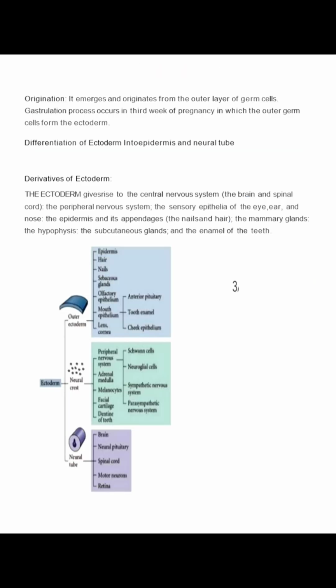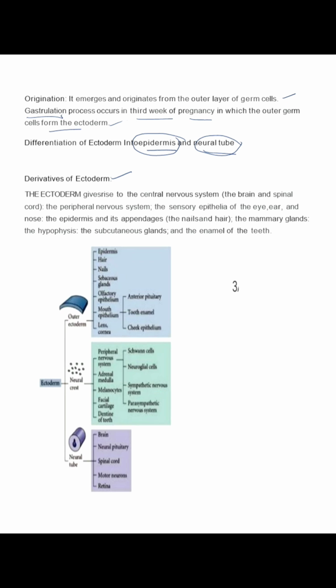Now how is it originated? It emerges and originates from the outer layer of germ cells. It occurs in the developmental stage called gastrulation. Gastrulation occurs in the 3rd week of the pregnancy, in which the outermost germ cells form the ectoderm. Now this ectoderm will be differentiated into the epidermis and the neural tube. Okay, so let's see what are the different derivatives of the ectoderm.